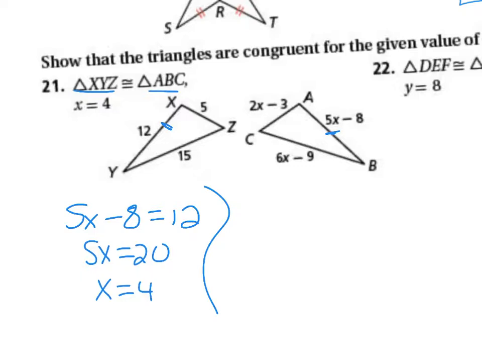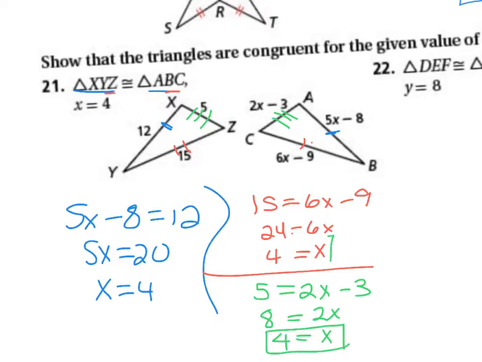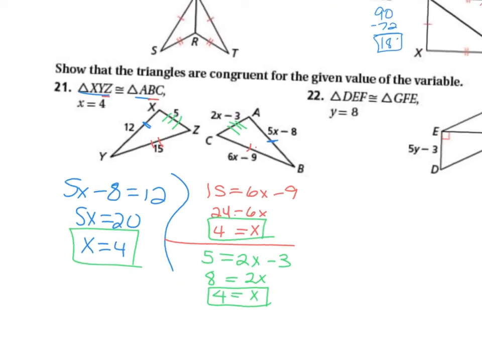Or second and third, YZ would have to equal BC. 15 would equal 6x minus 9. So 24 would equal 6x, and x would equal 4. Or the last ones, XZ and 2x minus 3. 5 equals 2x minus 3. 2x would equal 8, and x would equal 4. So no matter which pair you set up, if this was side, side, side, all 3 pairs had to give you the same x.